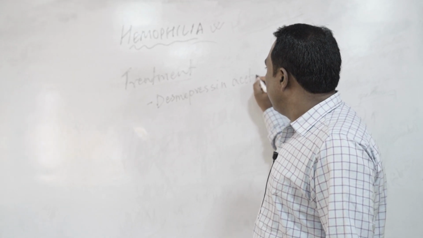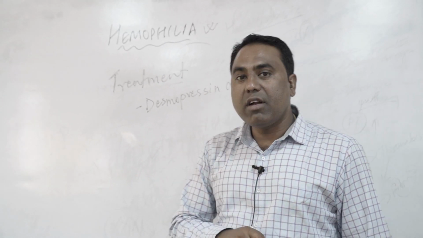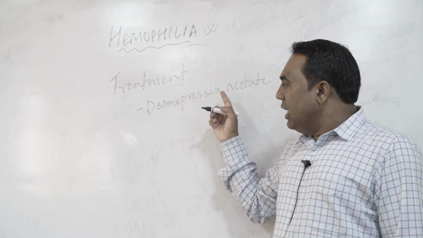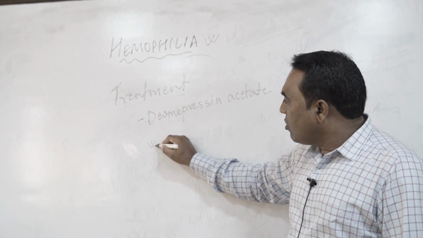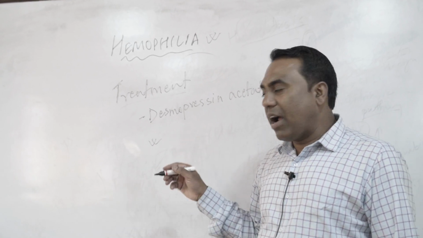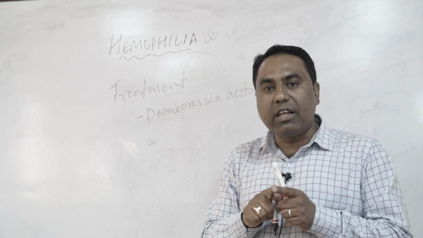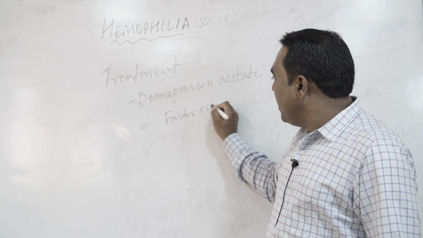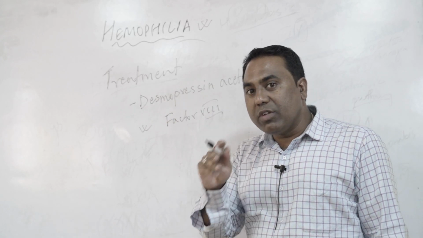acetate. This could be administered intravenously to the patient, and what does this desmopressin acetate do? It increases the release of factor 8 from the storage site, because factor 8 is not being released properly in these individuals with mild hemophilia.